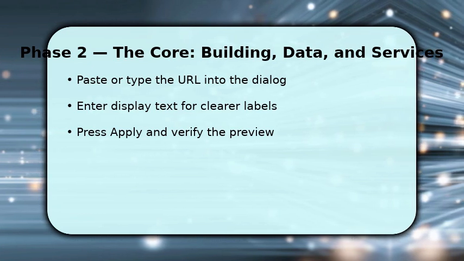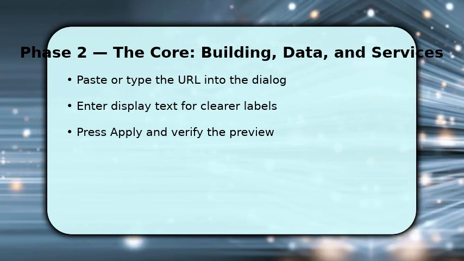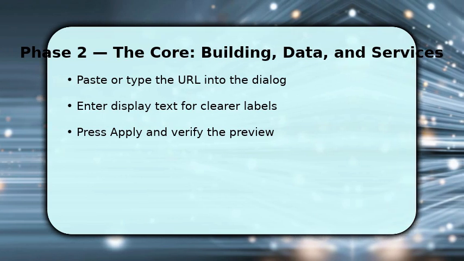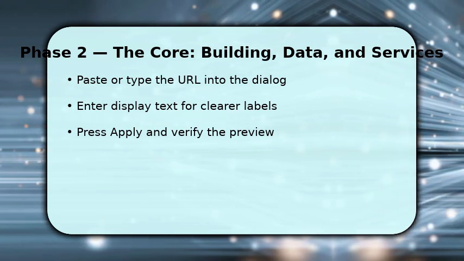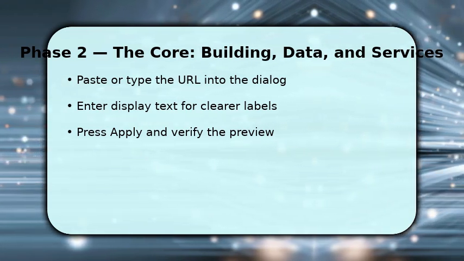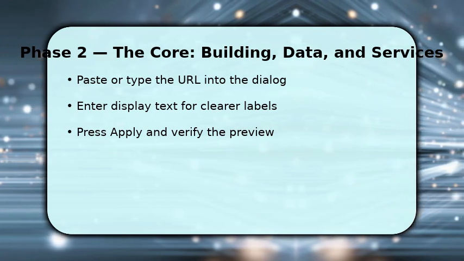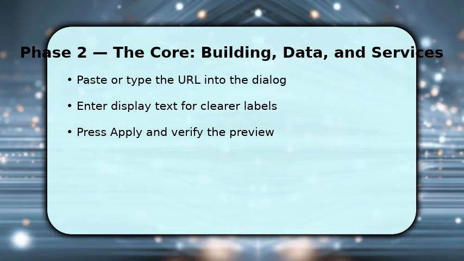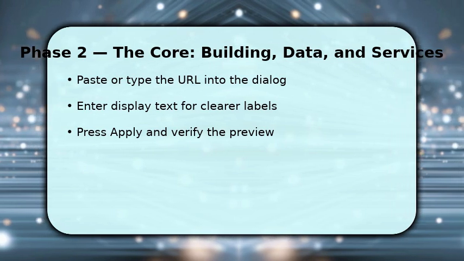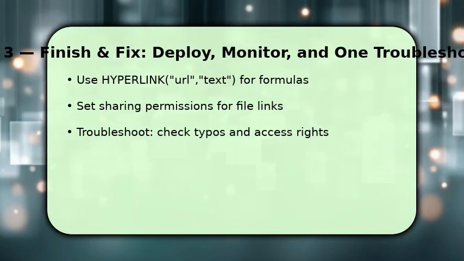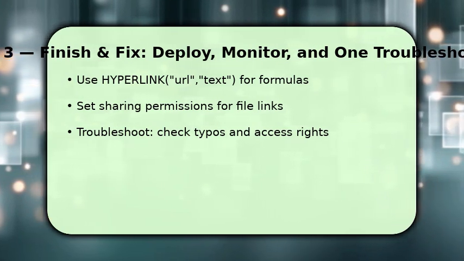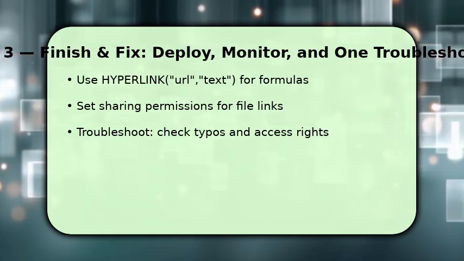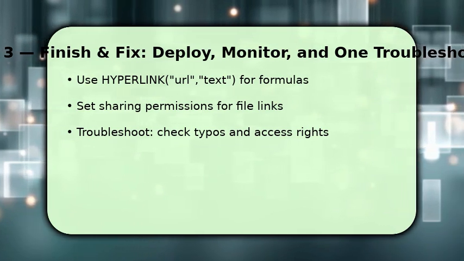If the link is to a specific range or file, verify permissions. Make sure viewers have access. Once validated, you can copy the linked cell to other rows without retyping. Finally, use the HYPERLINK formula (URL, text) when you need links generated dynamically, for example from other cell values. This automates many rows. Also, set proper sharing permissions for files or drive links so recipients can open them.